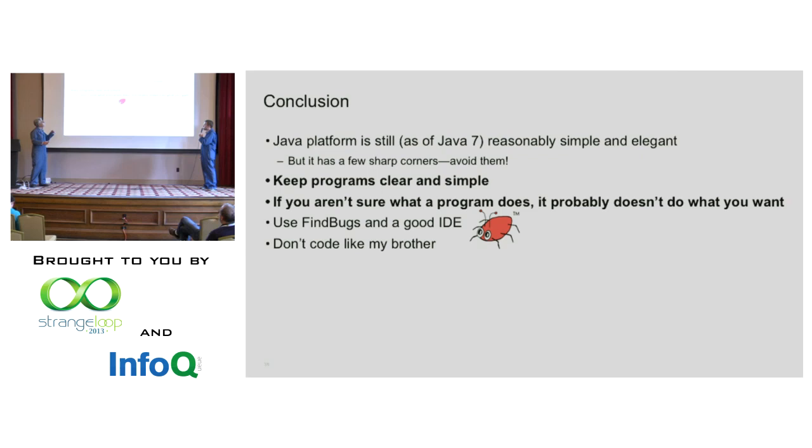So, in conclusion, Java is still, as of Java 7, a reasonably simple and elegant language, but it has a few sharp corners. Avoid them. The best way to do that is to keep your program short and simple. And if you aren't sure what a program does, then it probably doesn't do what you want it to do. A good way to find these bugs before they bite you is to use a program called FindBugs, which you can download from the web, written by our friend Bill Pugh and his graduate students, or a fine IDE such as IntelliJ. And finally, don't code like my brother.